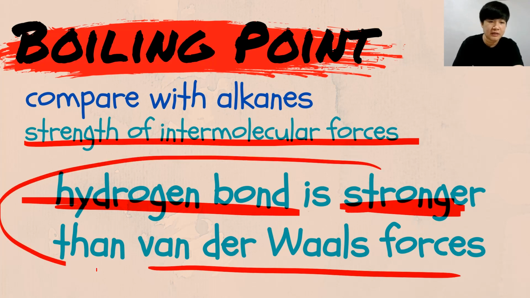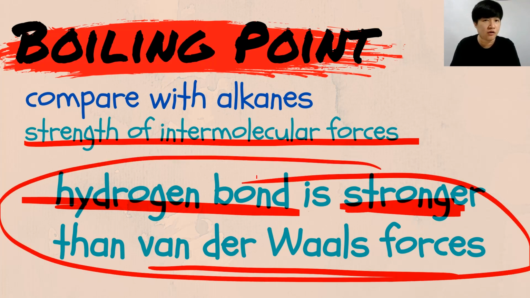This is the keyword that you must always have when you're comparing hydrogen bond and also van der Waals forces. One mark for this: hydrogen bond is stronger than van der Waals forces. Make sure you have this down. So the next question will be, does alkane have hydrogen bond or van der Waals forces?